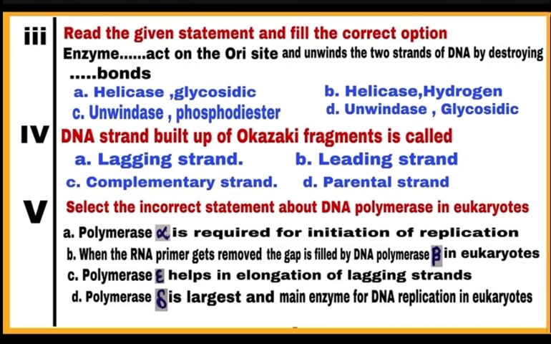Now see the C point. Polymerase epsilon helps in elongation of lagging strands. This is also correct. Polymerase epsilon helps in formation and elongation of the lagging strand. Now come to point number D. Polymerase delta is largest and main enzyme for DNA replication in eukaryotes. This is wrong. Polymerase delta helps in elongation of the leading strand and polymerase alpha is the largest and main enzyme for DNA replication in eukaryotes. So here incorrect statement about DNA polymerase is D.